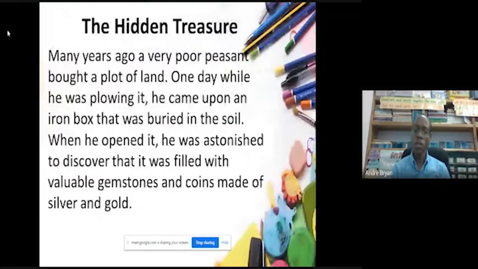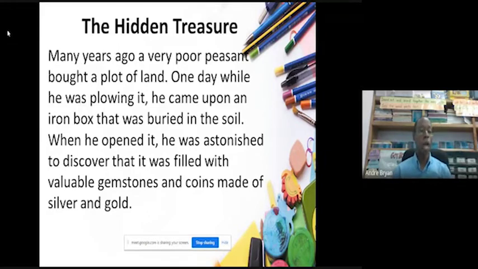Now let us go back to the story, boys and girls. What is the name of the story? Can you identify the name of the story? Yes, the name or title of the story is The Hidden Treasure. Give yourselves a round of applause.